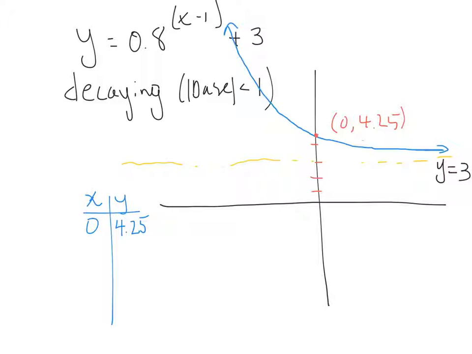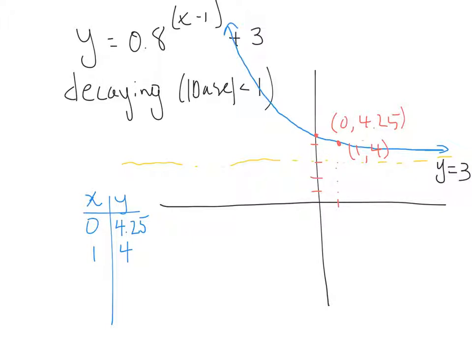So when x is 1, just for example, let's see what happens. Then we have 0.8 to the 0th power, which is 1, and 1 plus 3 is 4. So what we've got is a point over here at 1, 4, and so on. So you should be able to sketch it.